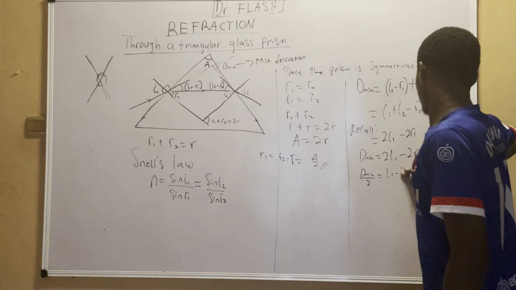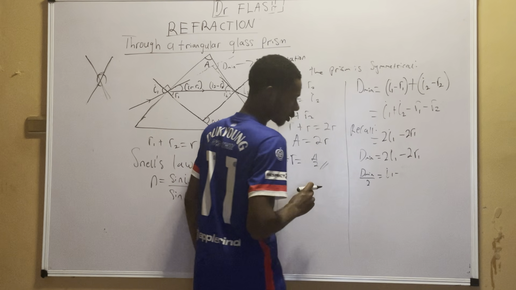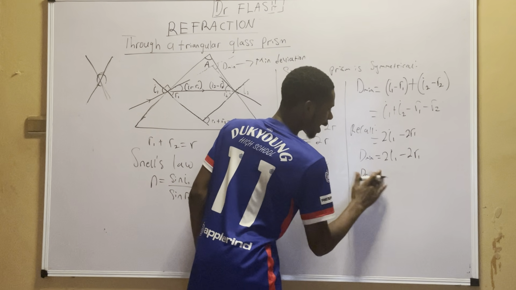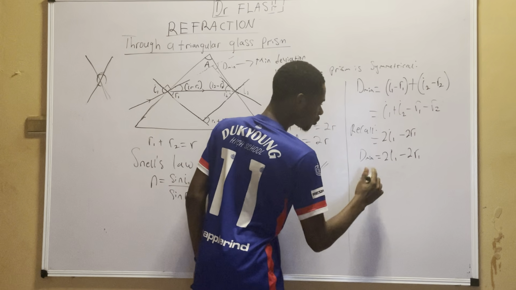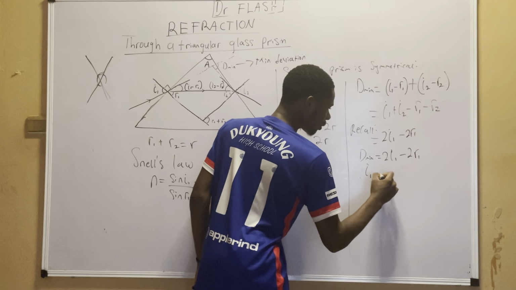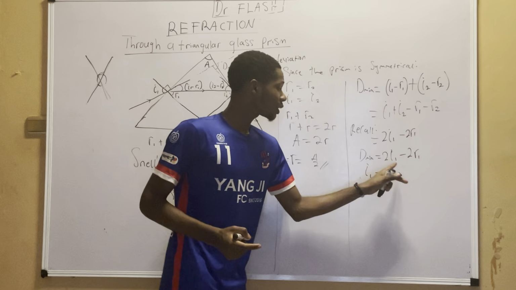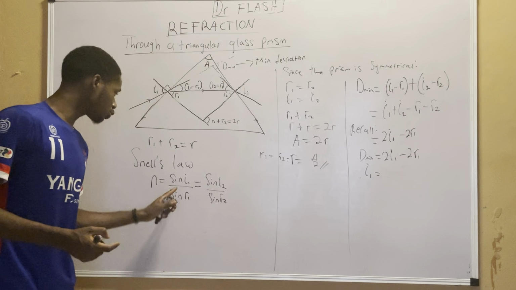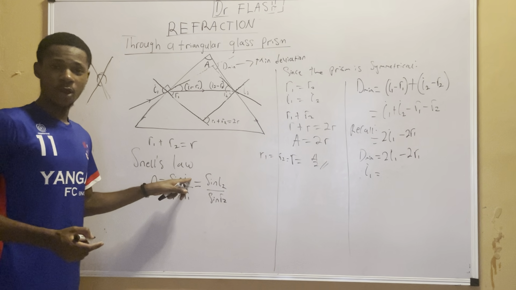Or rather, we could decide to make I1 the subject. If I choose to make I1 the subject, I'm going to get I1 is equal to. The reason I'm making I1 the subject is because I want to substitute into this equation. So I have to make I1 the subject.